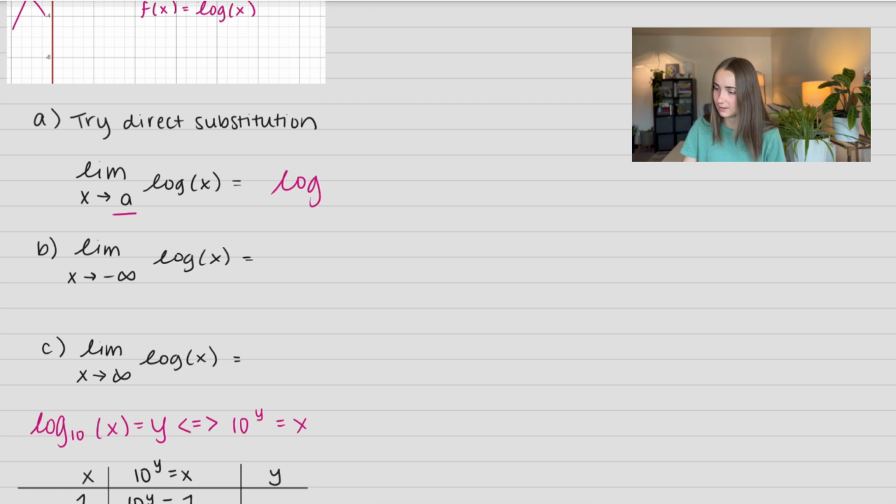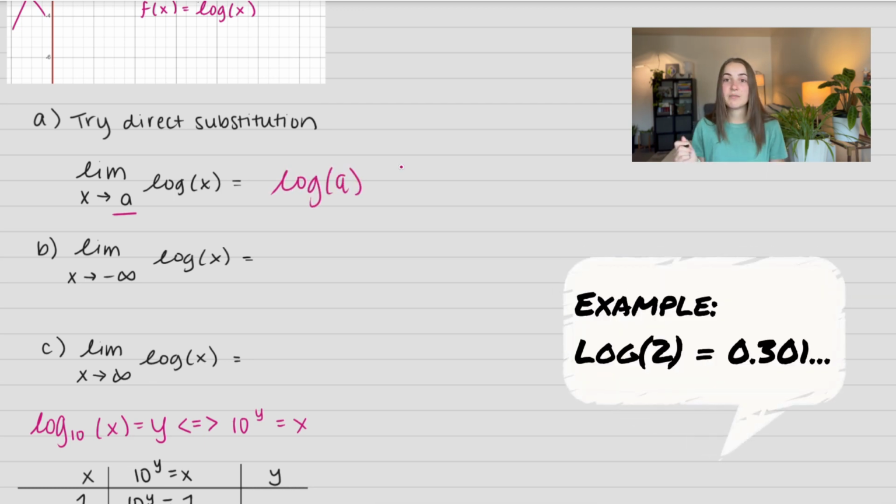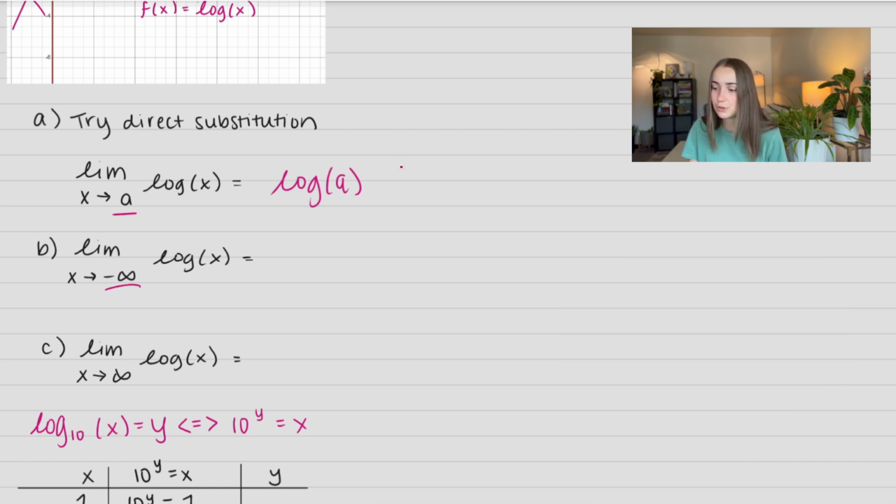Just try to plug that in. But there's some values that make it difficult to plug in, right? Like we talked about before, if we try to take a negative number, it doesn't exist. The function just can't happen. And so we would write this limit does not exist. But we can take a look at the limit as x approaches infinity.